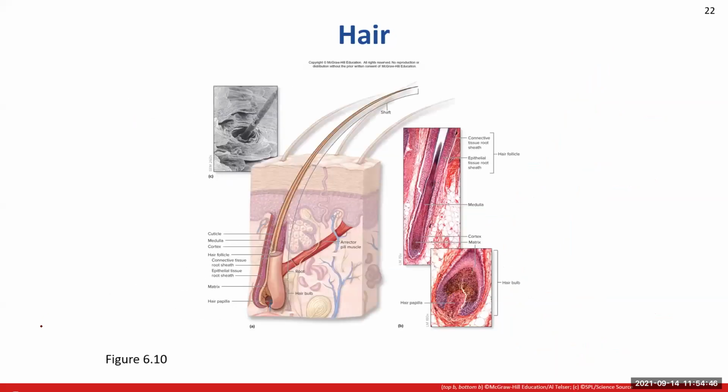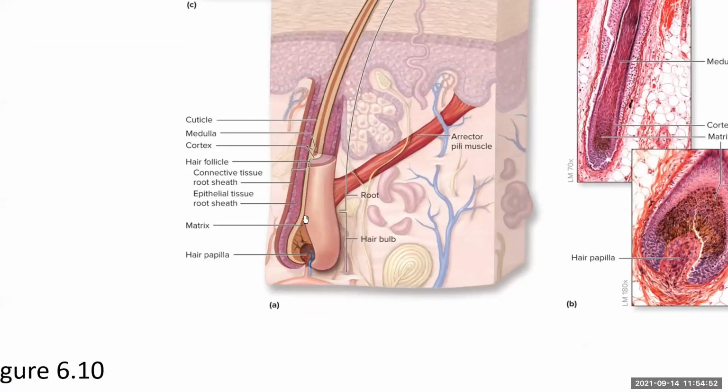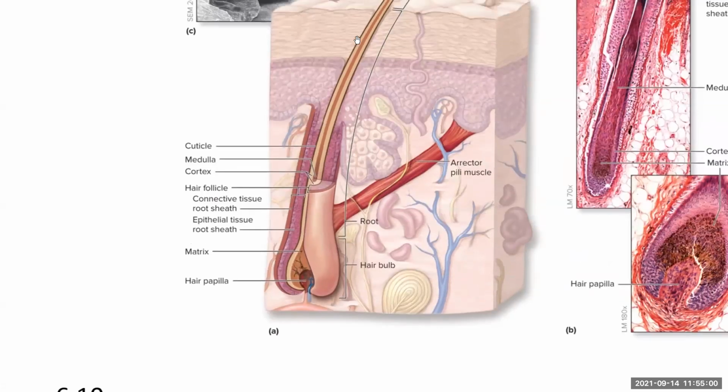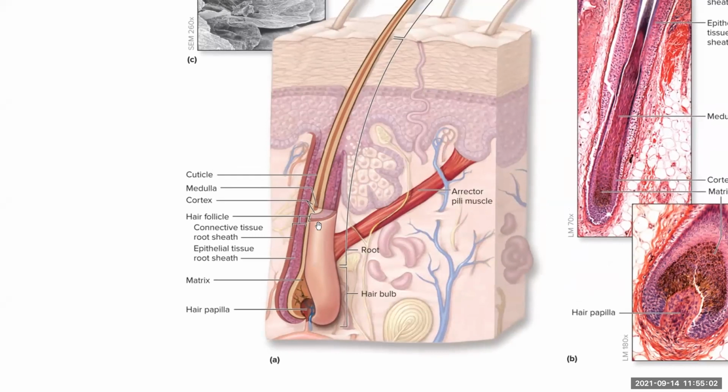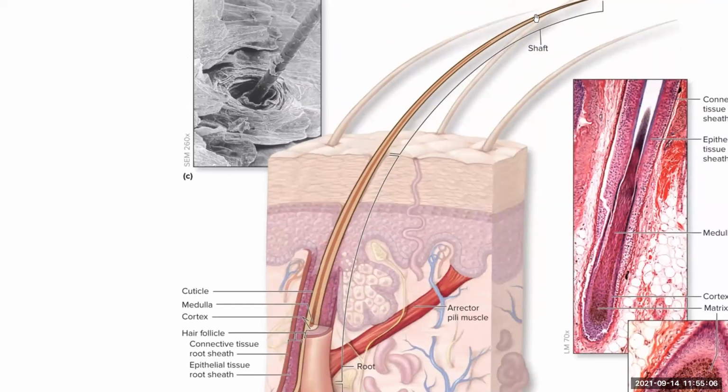So here you can see it a little bit better. I know my drawings aren't the best. Okay, so here's the hair bulb right down here, kind of bulges out. Here's the hair papilla down in this region here. Then you can see from here all the way down, that's the hair root. And then above, here's the hair shaft.